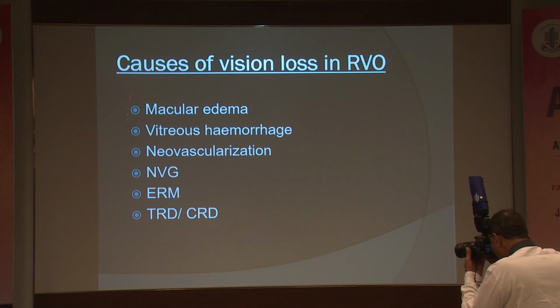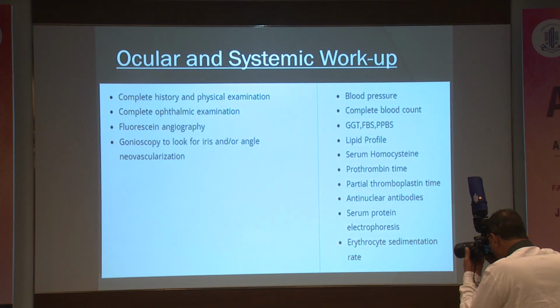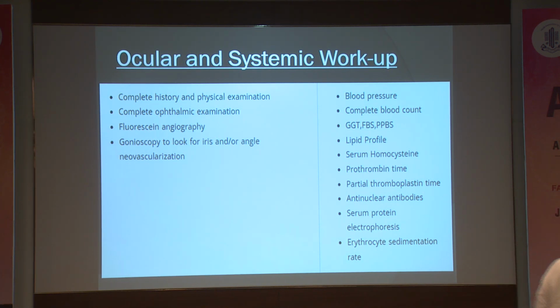There are various causes for the loss of vision: macular edema, hemorrhage, neovascular glaucoma, ERM, or tractional retinal detachment involving the macula. So again, the ocular and the systemic workup is very, very important. Complete history, physical, fluorescein angiography, and gonioscopy. We most often tend to miss it. Gonioscopy is very important to rule out any neovascularization at the angles, and of course a high magnification look at the iris to rule out any NVI. These are the signs to pick up so that we can stop them from going from non-ischemic to ischemic or various other complications. So again, complete blood workup, but I would like to suggest a tailor-made approach, not just ordering all the investigations at once.